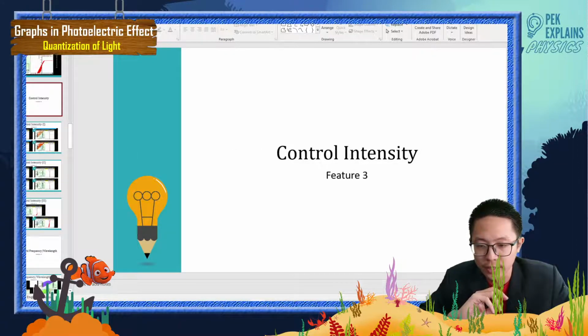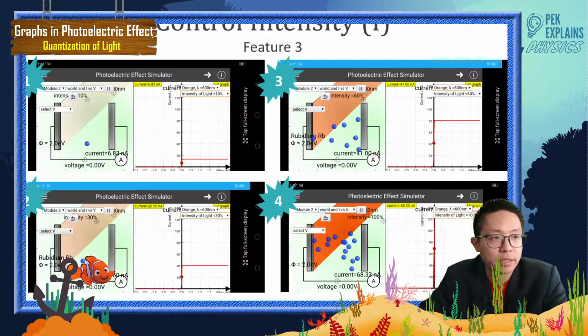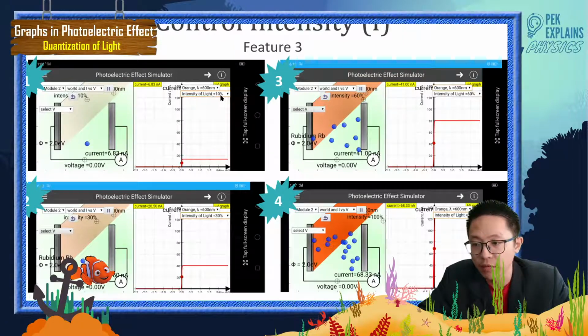Intensity. What is intensity? Intensity means different brightness of light. Like you see this one, intensity of light. All these are the same orange light, but different intensity. Like this one, intensity just 10%, you can see very dim. Intensity 30%, brighter. 60% brightness. You can say 10% brightness, 30% brightness, 60% brightness, 100% brightness. See, this is the different intensity.